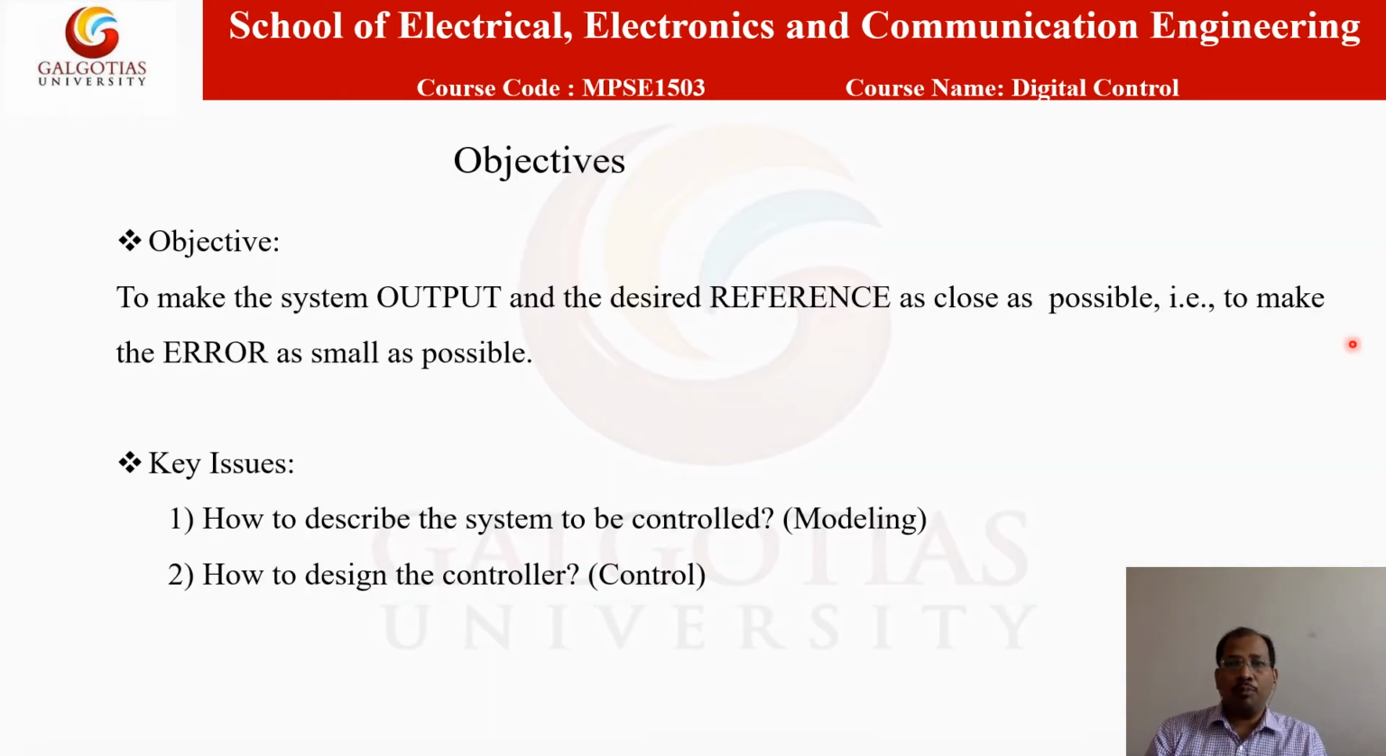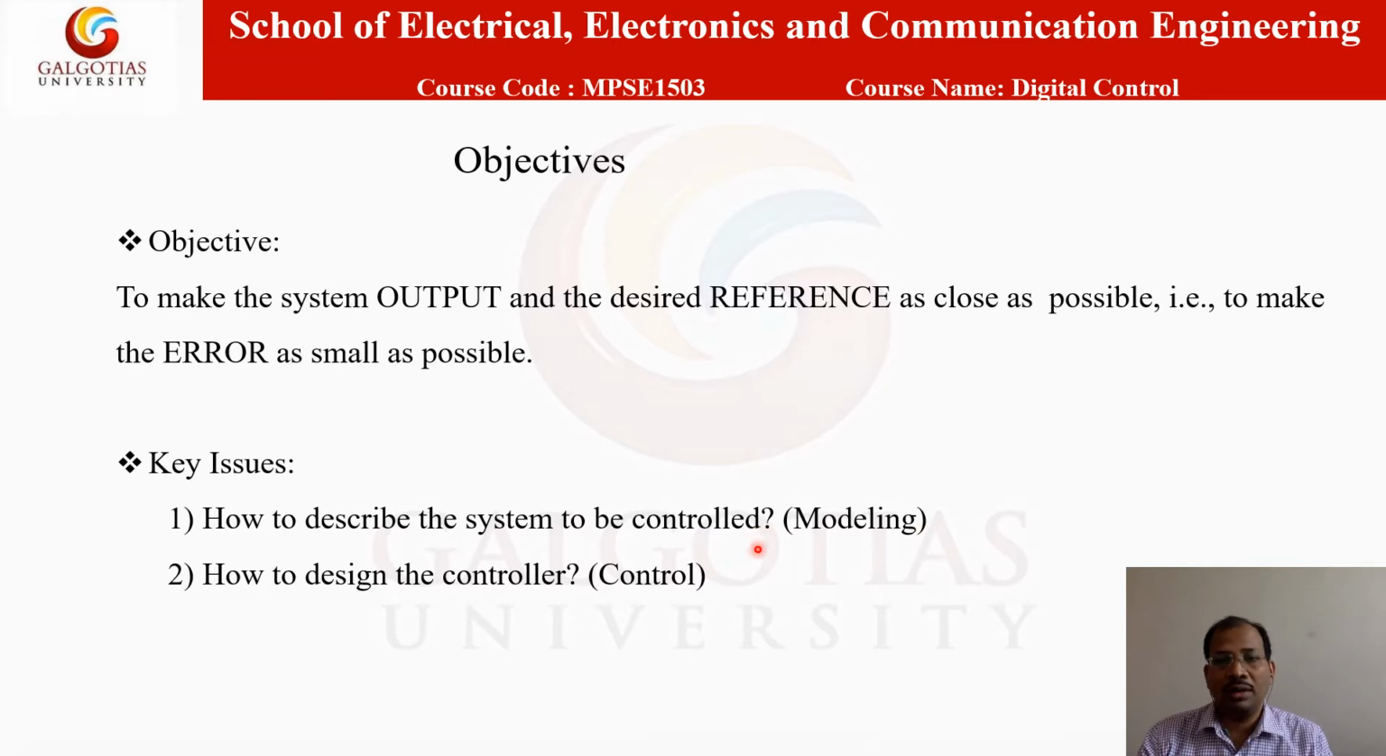The objective of this lecture is to make the system output and the desired references as close as possible, to make the errors as small as possible. This is the basic objective of any control system. There is some regulation problem or tracking problem, and we are trying to minimize the errors. Here the key issues are how to describe the system to be controlled, which is the modeling problem, and how to design the controller.